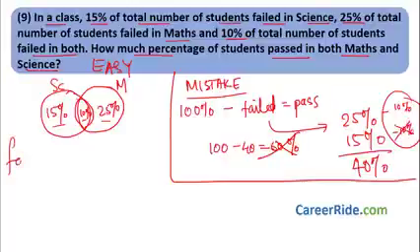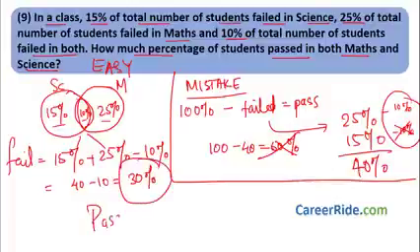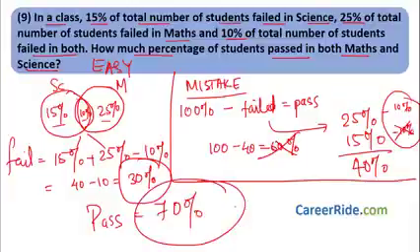So we have to remove one 10%. How many students failed? First 15% in science, right? Then 25% in maths. Okay. Now 10% has been counted two times, once over here, once over here. So remove one 10%, right? What you will get? 40 minus 10 equal to 30%. So 30% students failed. How many passed? 100% minus 30% is 70%. 70% students passed in both science and maths.